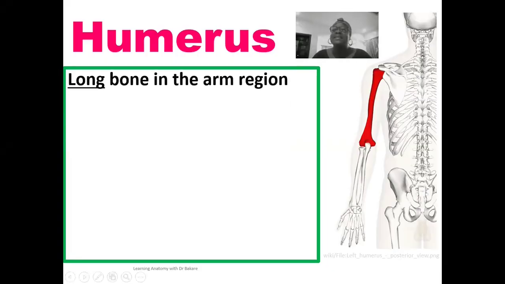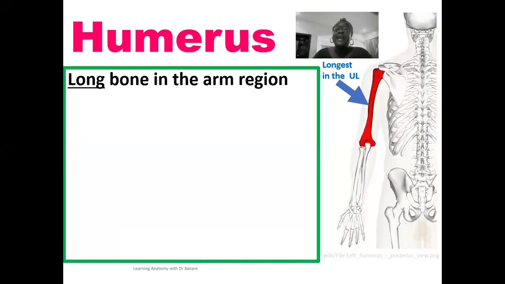The humerus, we say, is the skeletal framework of the arm region. The humerus is classified as a long bone. Using this image by the side, this is where we have the humerus, colored in blue. You see that it is a long type of bone. It is also the longest of all the bony components of the upper limb region.